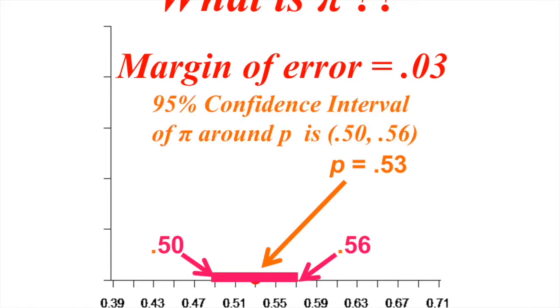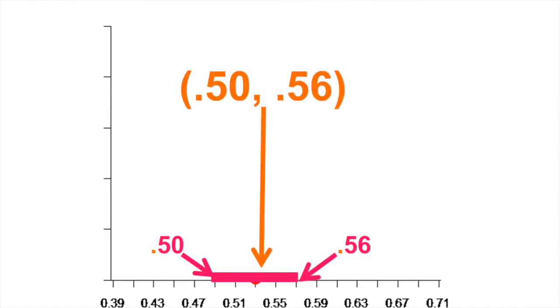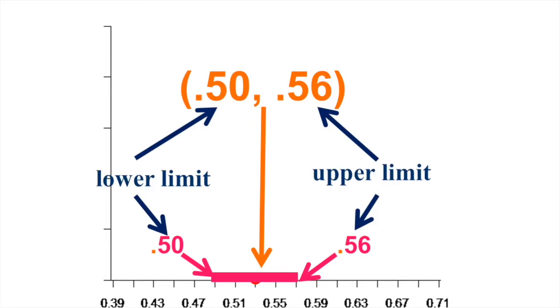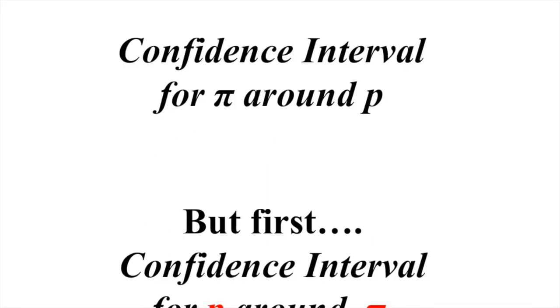The way that statisticians state the same idea is that the 95% confidence interval of pi around p is 0.50 to 0.56. So this confidence interval is written like this, with 0.50 and 0.56 enclosed in parentheses and separated by a comma. The number on the left, 0.50, is called the lower limit, whereas the number on the right is called the upper limit. Pollsters are interested in the confidence interval for pi around p.